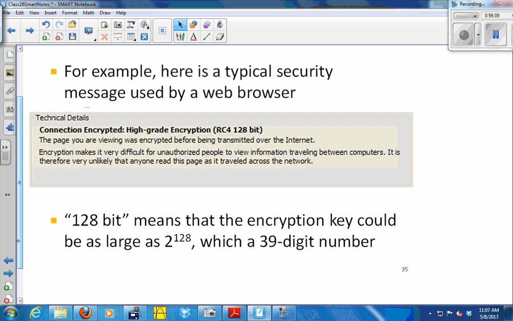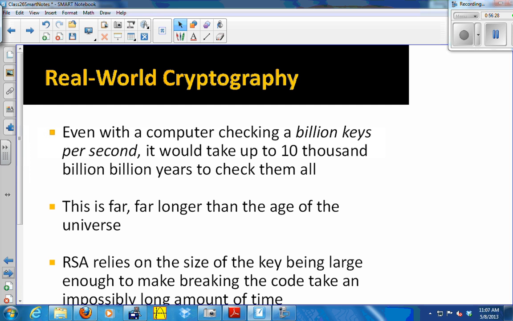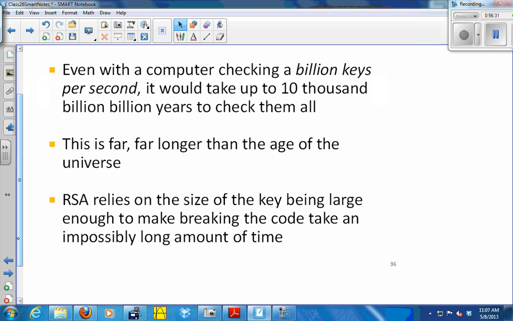Yeah, so for example, here's a typical security message. It says 128-bit encryption. So that means that the encryption key could be as large as 2 to the 128, which is a 39-digit number. So even if a computer could check manually for a decoding key, if they could check 1 billion keys per second, it would still take 10,000 billion years to check them all. So that makes it virtually unbreakable. Far, far longer than the age of the universe.